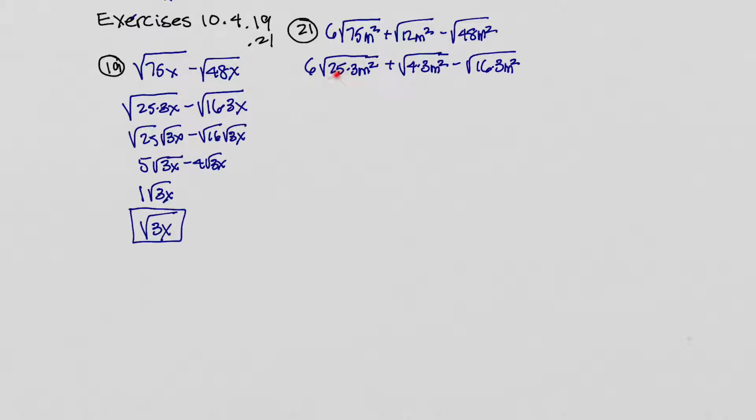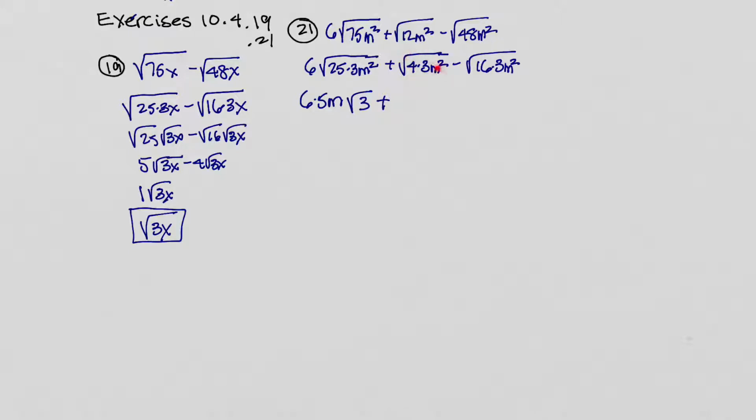Square root of 25 we know is 5. Square root of m squared we know is m. So let's just write that. We'll get 6 times 5 times m. This 5 is coming from the square root of 25. The m is coming from the square root of m squared. And then we're left with that square root of 3 plus, now over here, the square root of 4 is 2.